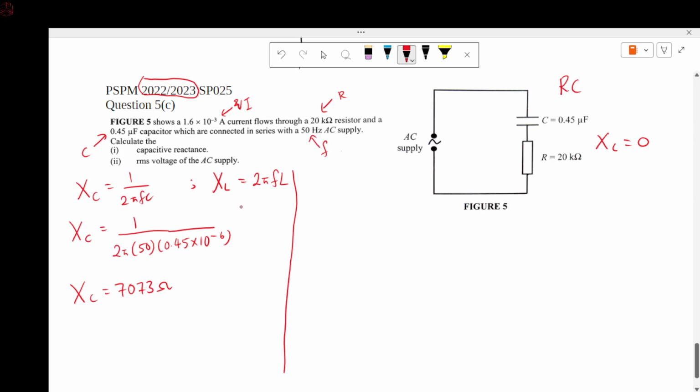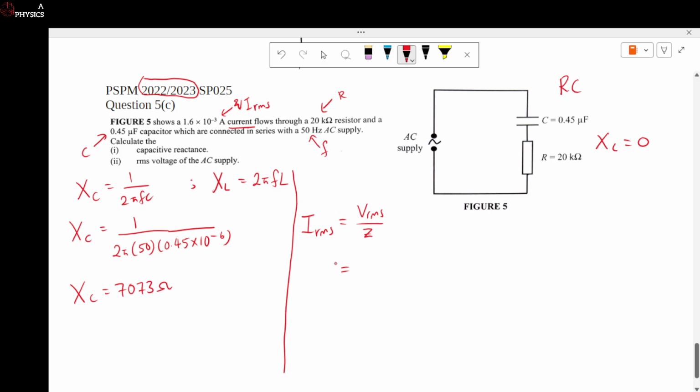The second part of the question asks us to calculate the RMS voltage of the AC supply. Now, the current that they have given, they did not say that it is a peak current. So our assumption is that this is our IRMS. For a circuit like this, our IRMS is equal to VRMS over Z. So what that means is that we have to calculate what our Z may be.